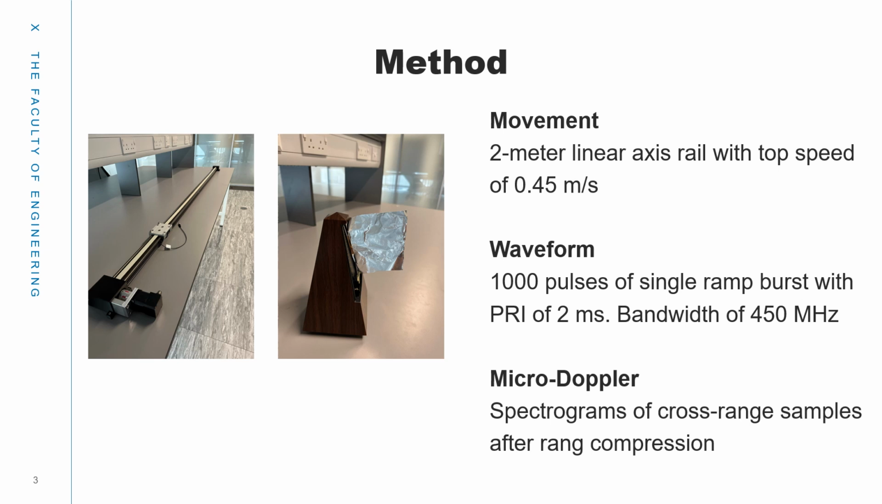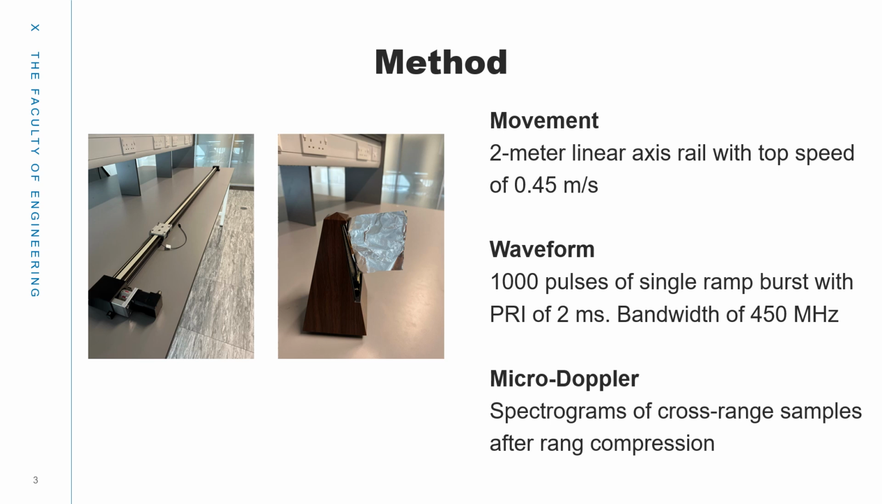The target used in our experiment, displayed on the right, is a simple metronome covered with aluminium foil to enhance its radar reflectivity. In terms of the radar waveform, we utilized a burst of 1000 ramped pulses, each pulse having a pulse repetition interval, or PRI, of 2 milliseconds. These pulses were organized into a slow time, fast time matrix to allow us to conduct our post-processing and focusing. The radar system operated at a bandwidth of 450 MHz, affording us a range resolution of just over 30 centimeters.